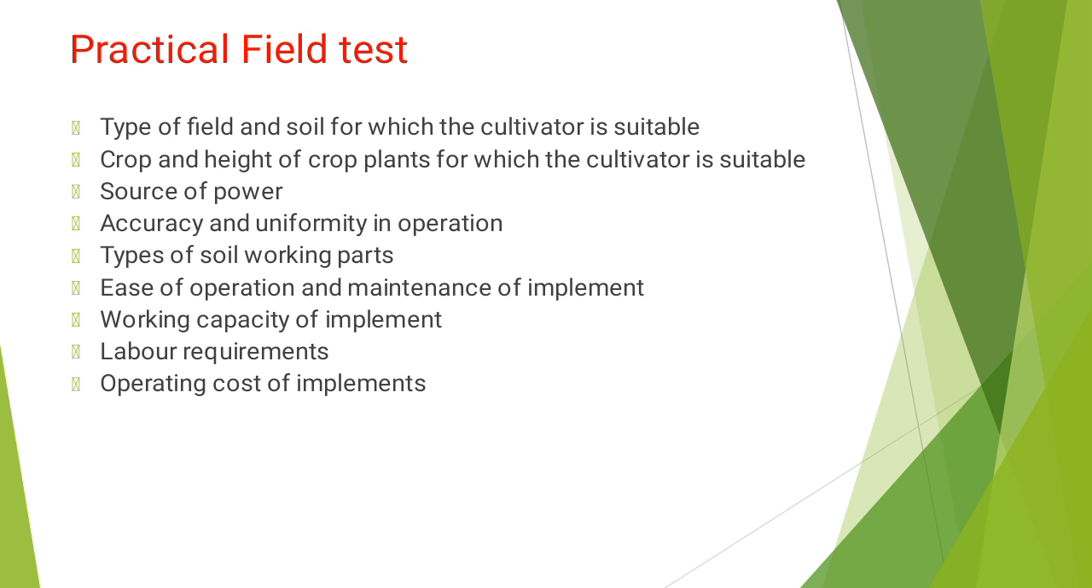For the practical field test, the following are the criteria to measure: the types of field and soil for which the cultivator is suitable, the crop and height of the crop plant for which the cultivator is suitable, the source of power, accuracy and uniformity in operation, types of soil working parts, ease of operation and maintenance of the implement, working capacity of the implement, labor requirement, and operating cost of the implement.